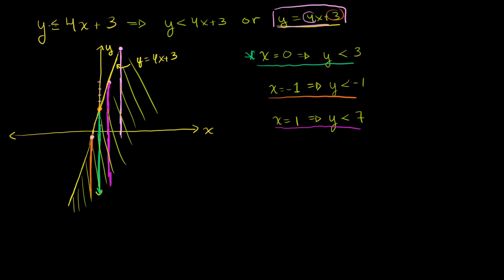Now, if this was just a less than, not less than or equal sign, we would not include the actual line. The convention to do that is to make the line a dashed line. This would be the situation if we were dealing with just less than 4x plus 3. The line itself wouldn't have satisfied it, just the area below it.